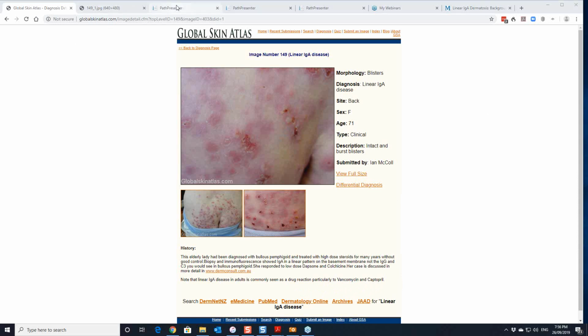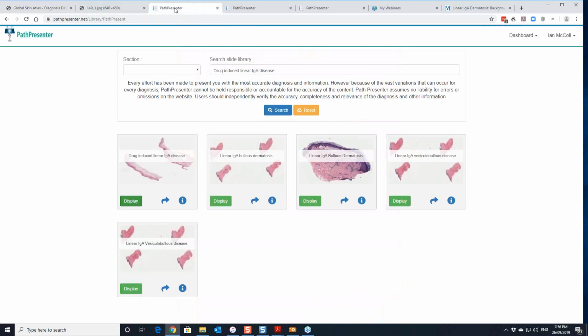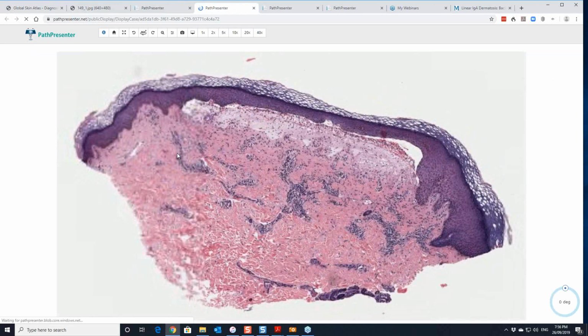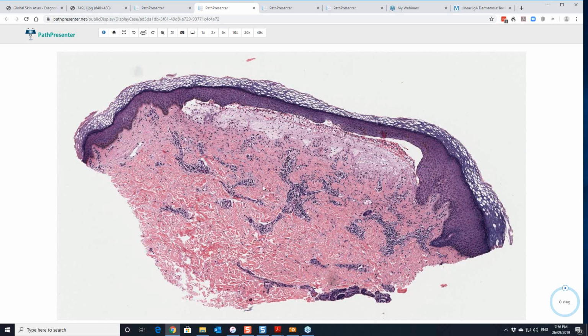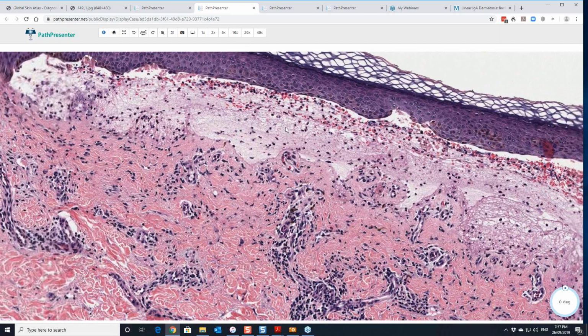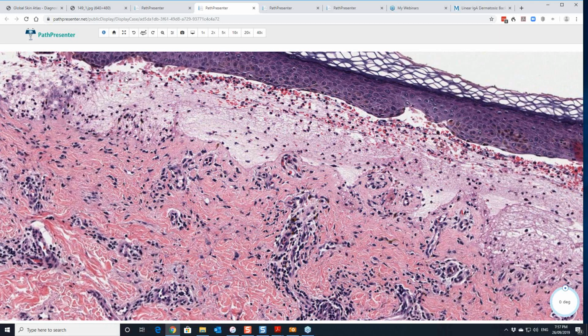Let's have a look at the histopathology of this condition. I think we'll look at this one. These are from Path Presenter. So this is an intact blister. You can see that it is a subepidermal blister. In other words, the whole epidermis makes up the roof of this blister. These are the dermal papillae here. There's edema here, and these cells are red blood cells.